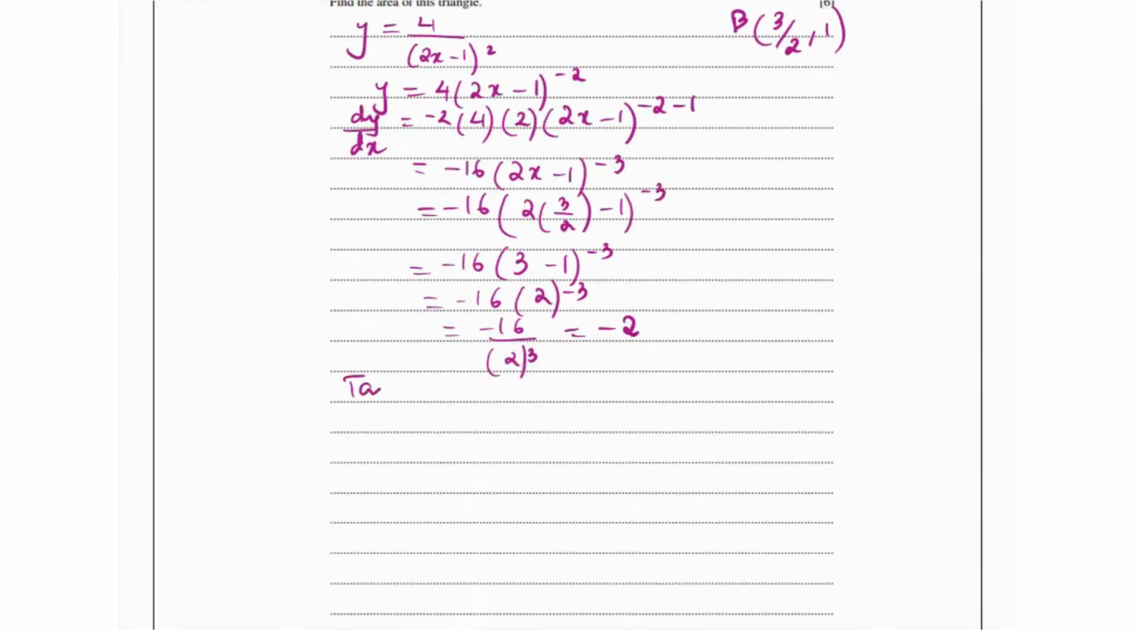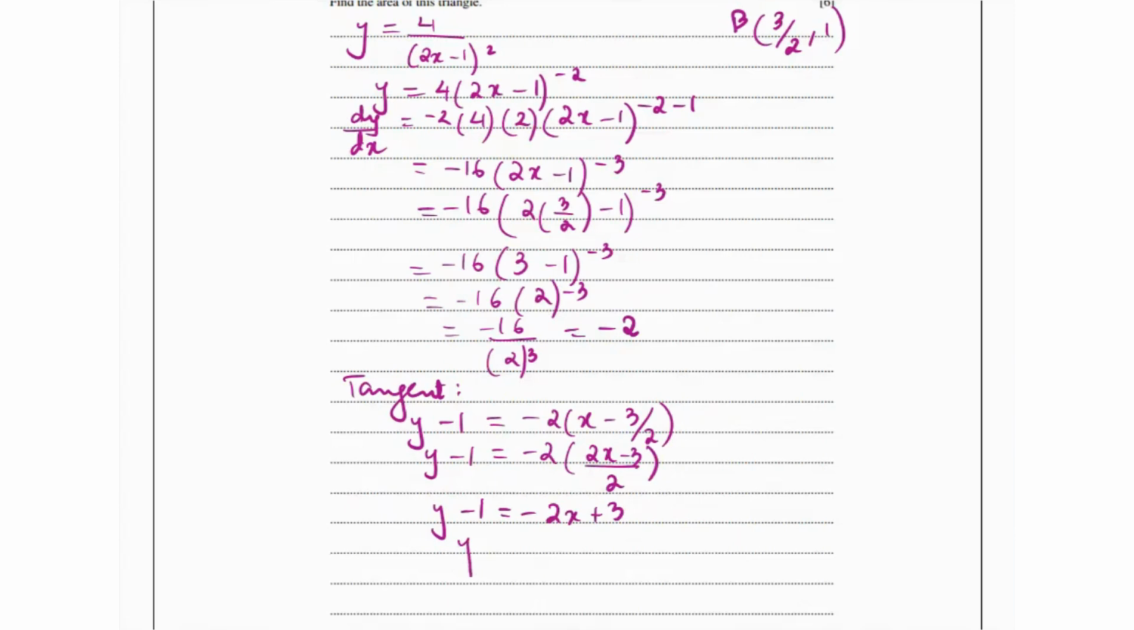So the tangent equation is going to be y minus 1 equals negative 2 times (x minus 3 over 2), which is y minus 1 equals negative 2 times (2x minus 3) over 2. The 2's get cancelled out. y minus 1 equals negative 2x plus 3. y equals negative 2x plus 4. That is the equation of the tangent.